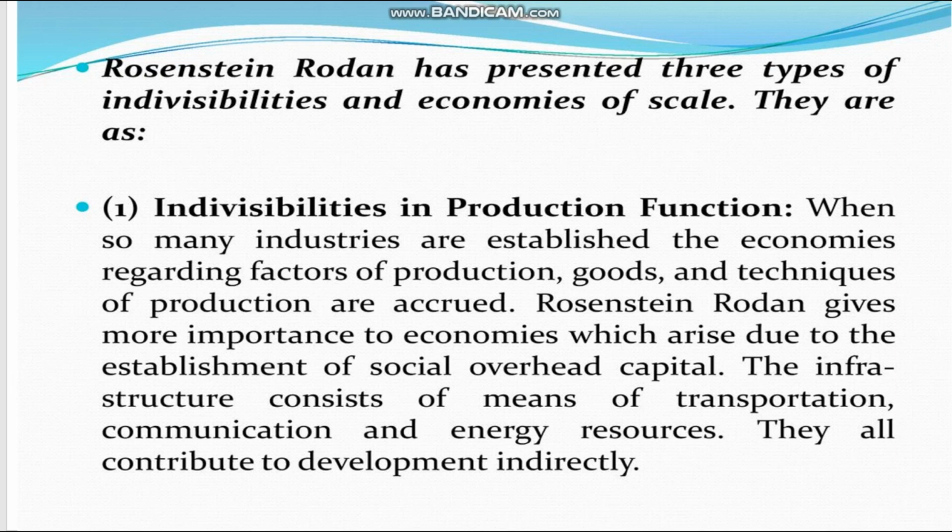It means when there are so many industries established in the economy, the factors of production, goods, and techniques of production have increased. So economies of scale would increase. That means अगर factors of production बढ़ेंगे, goods बढ़ेंगे, technology बढ़ेगी, so we can say the economies of scale would increase. It would improve. तो जब इंडस्ट्रीज बढ़ेंगी तो बहुत सारी चीज़ें, हमको फैसिलिटीज भी बढ़ जाएंगी.